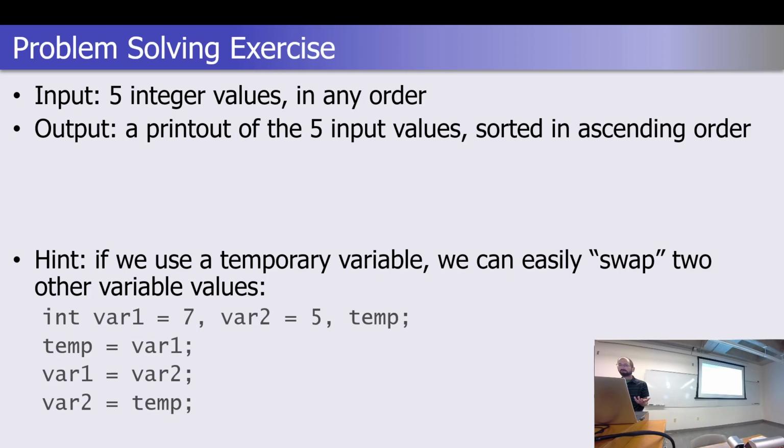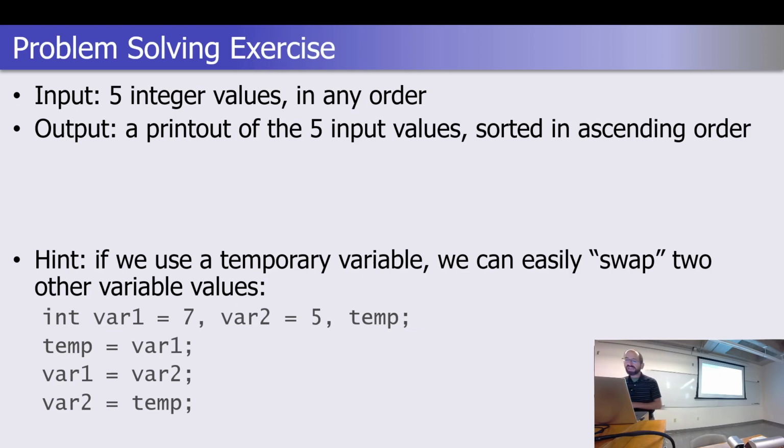Some ways are extremely basic and very slow. Others are more complicated to understand, but can be significantly faster. For now, we focus on something very basic, just so that we can get it to work with our if statement. So we have our problem specification again: we want to sort 5 integer values. The 5 values will be provided in any arbitrary order, and our output should be a printout of those 5 values sorted in ascending order, from smallest to largest.